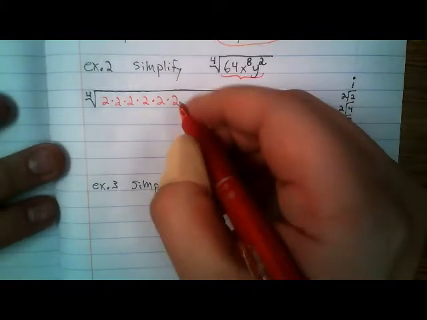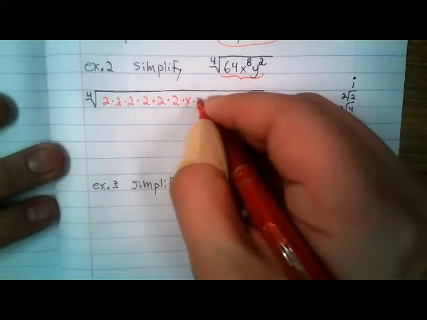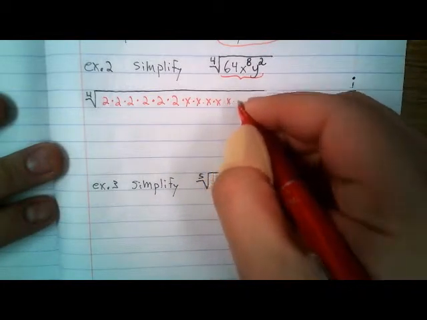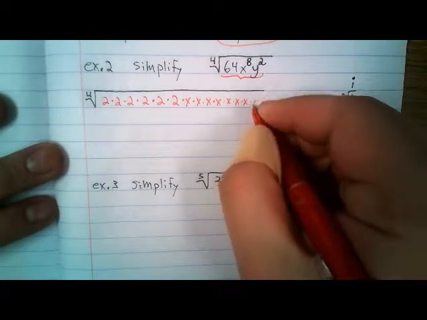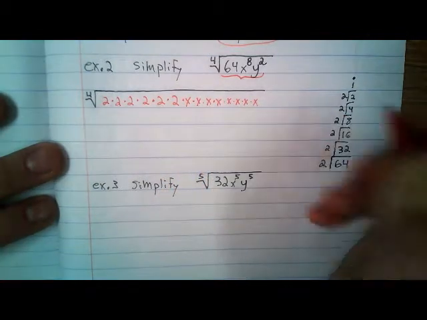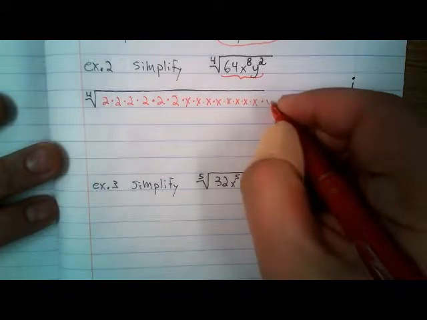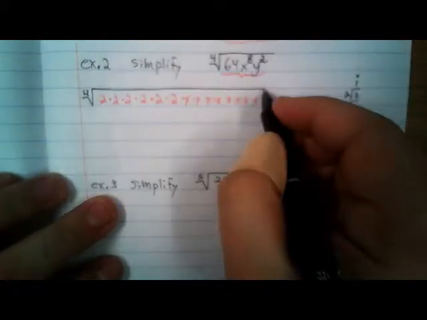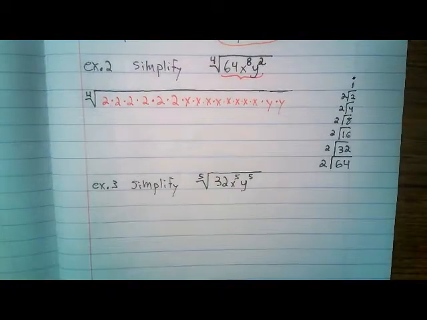X to the 8th, well, that's x being multiplied 8 times. 1, 2, 3, 4, 5, 6, 7, and 8. And then I had y squared. Look at that, I thought it was long enough and it wasn't. There we go. So that's my prime factorization of that radicand.